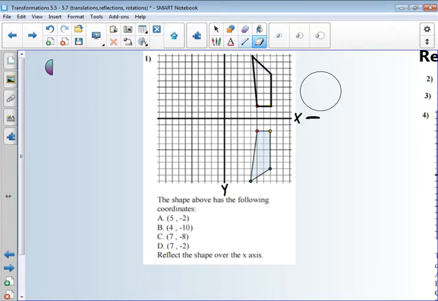And on your worksheet, once again, on the first two, we're not going to do our coordinates. On the next ones, we will do the coordinates.